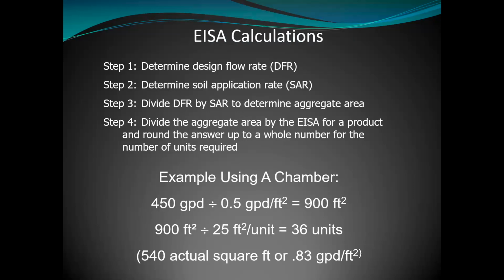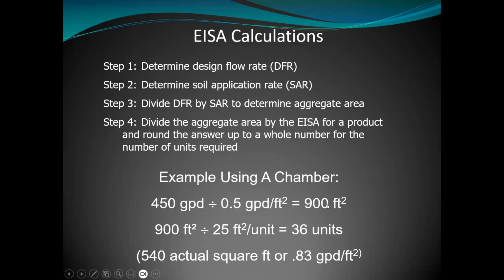So EISA calculations, these are used for things such as chambers. They're a little bit different. So first of all, we determine our design flow rate, 450 gallons per bedroom, determine our application rate, just like we did before. Soil application rate was SAR. And then, just like we did before, 450 divided by 0.5 gives us 900 square feet.